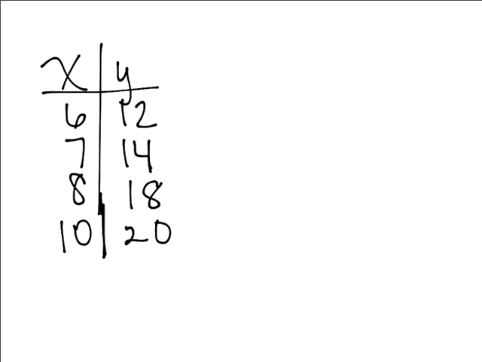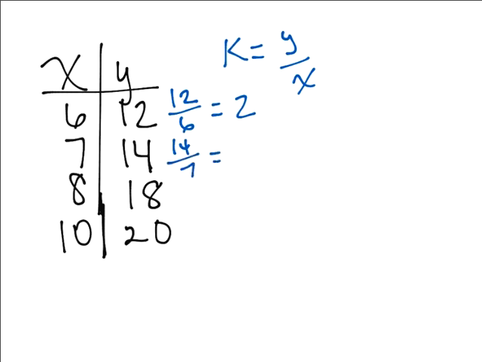Now, if we take a look at another example, again, nothing too fancy here. We're going to use the exact same formula, k equals y over x, and do the same thing. 12 over 6 simplifies to 2. 14 over 7 simplifies to 2. And we find that 18 over 8 actually does not equal 2. It's actually 2 2/8, which of course simplifies to 2 1/4. You could also do 2.25 if you're so inclined.